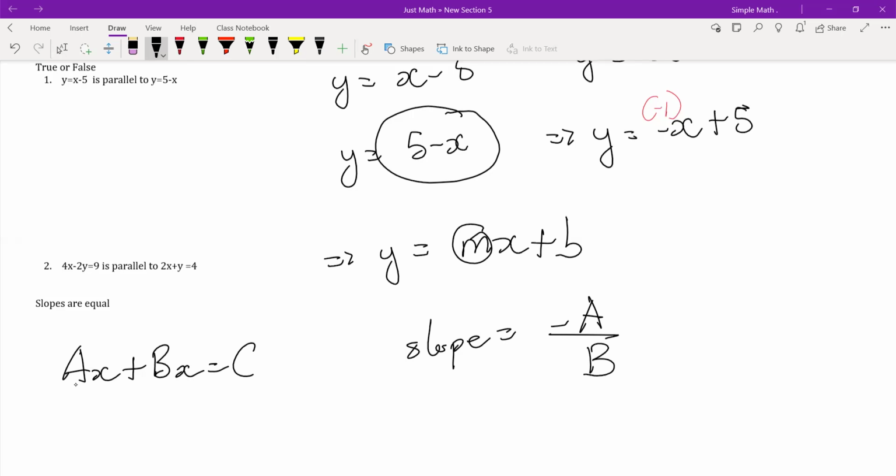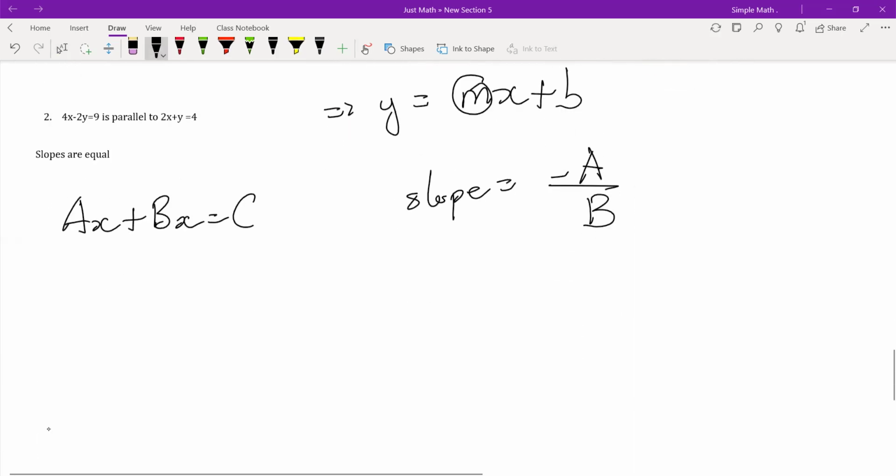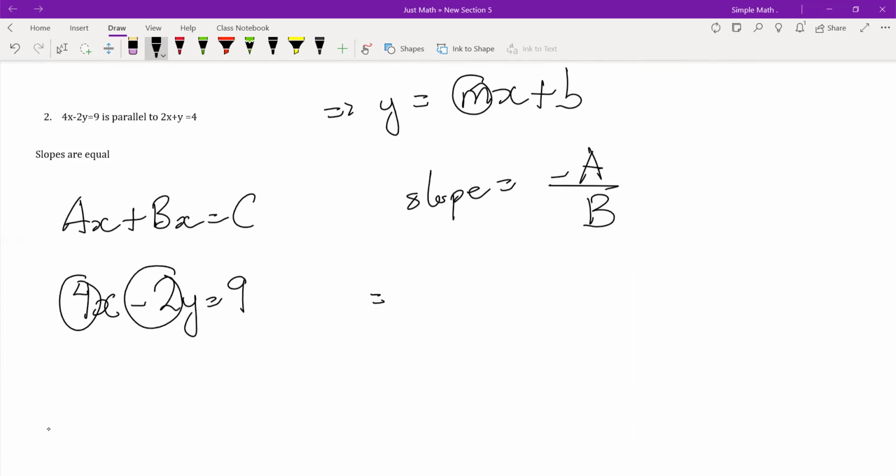So let's see. For 4x minus 2y equals 9, our a is 4, and our b is -2. So this will be -4 over our b, which is -2. 4 divided by 2 is obviously 2, and the negative cancels out. So the slope of this is 2.